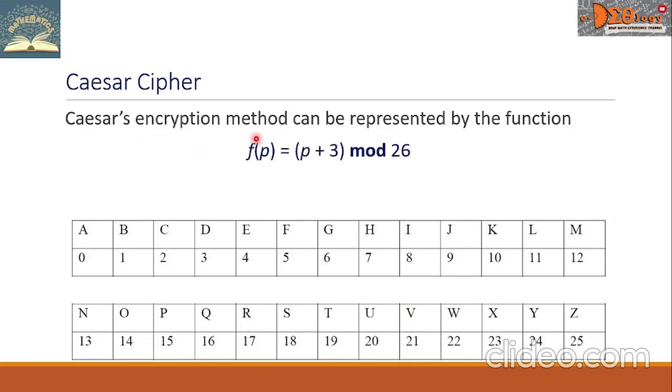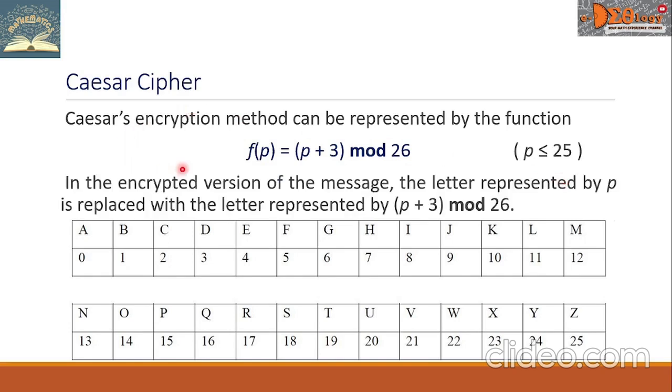Caesar's encryption method can be represented by the function f of p is equal to the quantity p plus 3 mod 26. We see here that p is less than or equal to 25. In the encrypted version of the message, the letter represented by p is replaced with a letter represented by p plus 3, then mod 26.